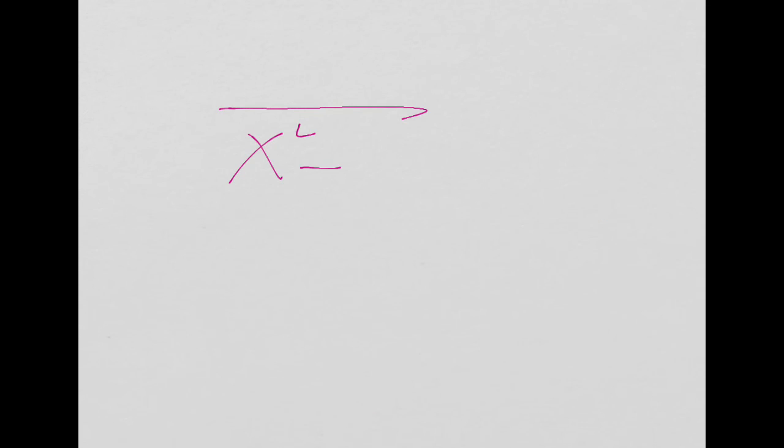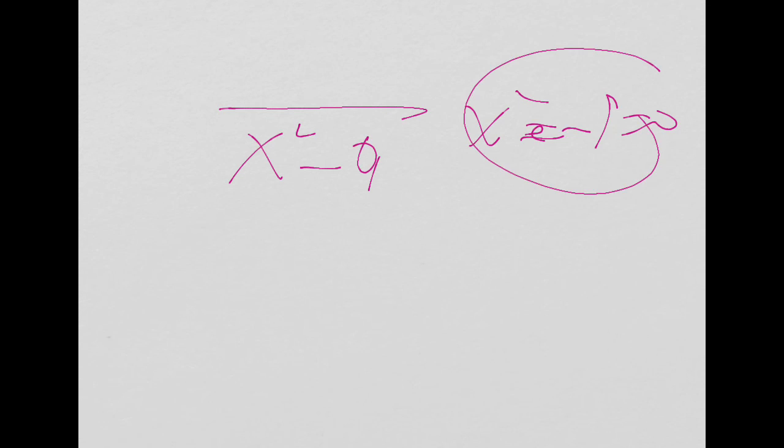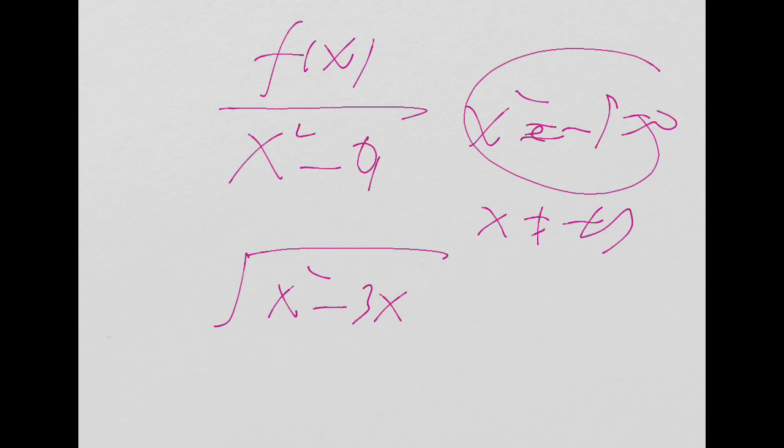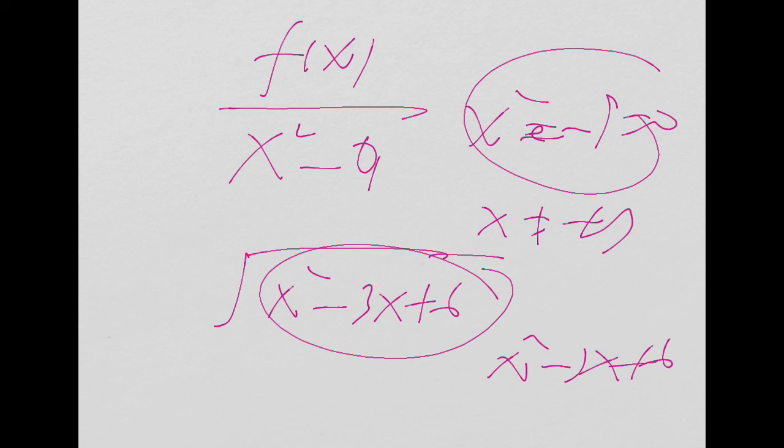You must always remember that in a fraction, x minus 9 can never be 0. So x cannot be plus and minus 3. And also, a square root of something internally has to be bigger than or equal to 0. But this term is bigger than 0 because b squared minus 4ac is less than 0.